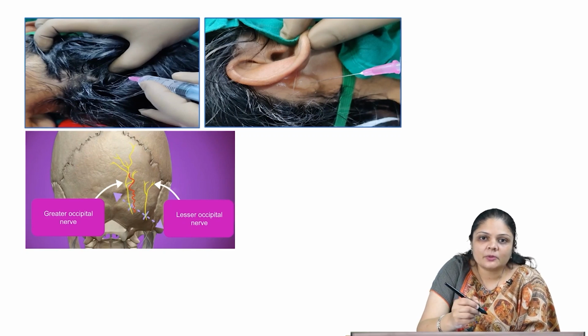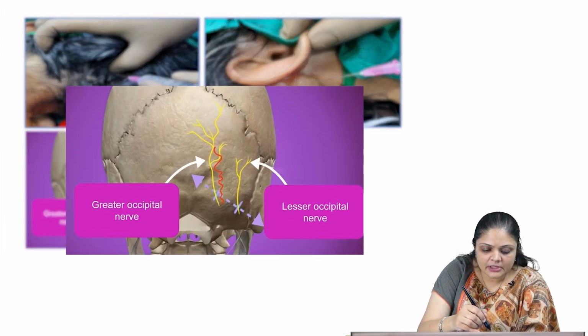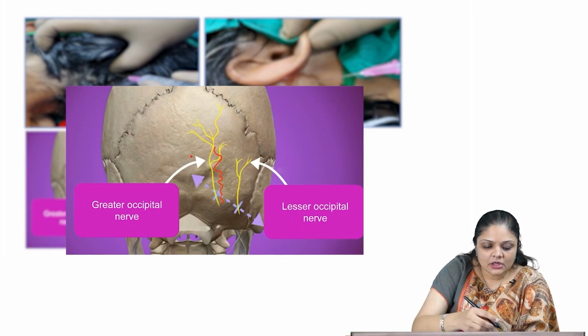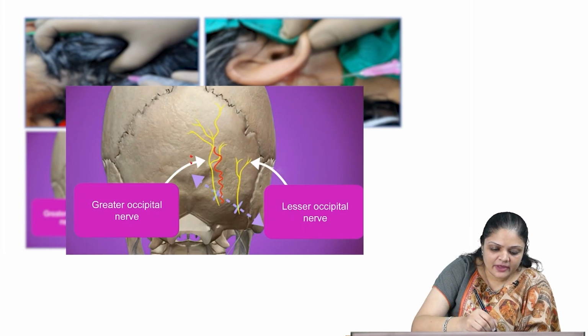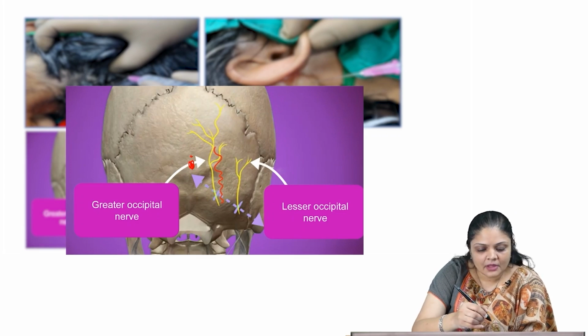Then we move to the posterior blocks, where it is from the C2, C3 rami. So your greater occipital nerve and the lesser occipital nerve and the third occipital. So the third occipital nerve is where your inion is. So palpate the inion and deposit 4 cc drug in the center.